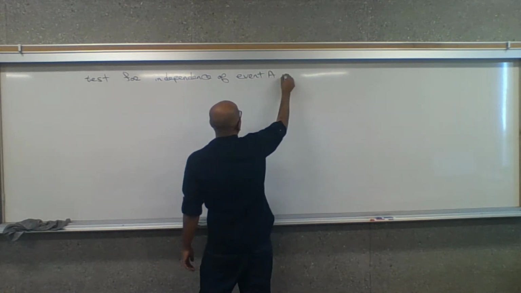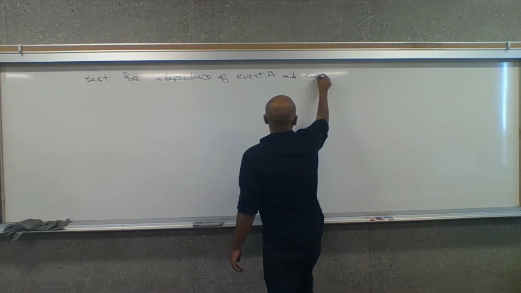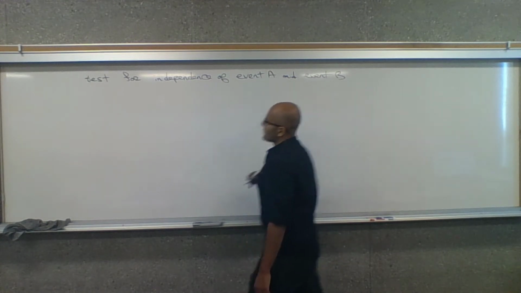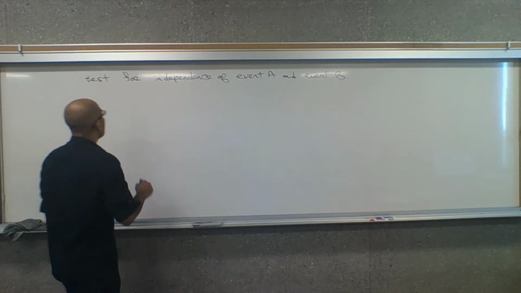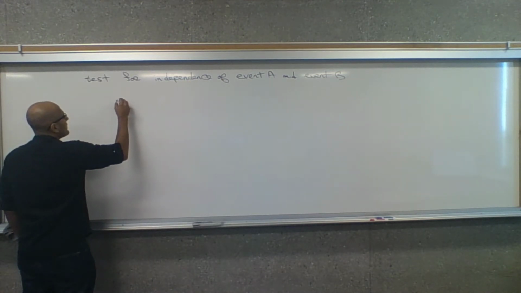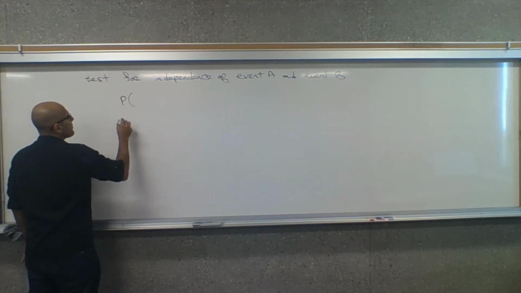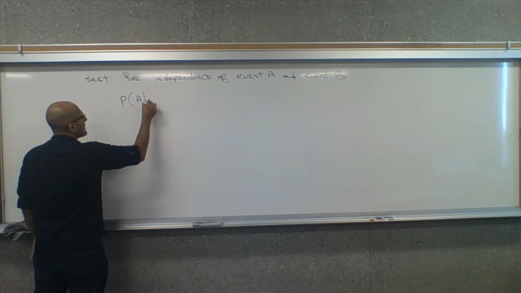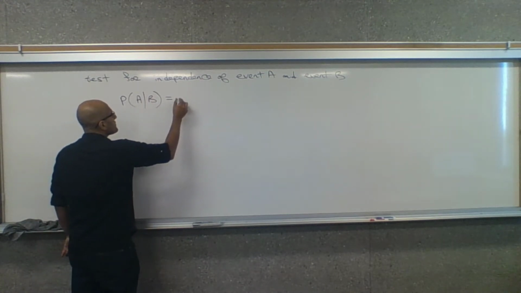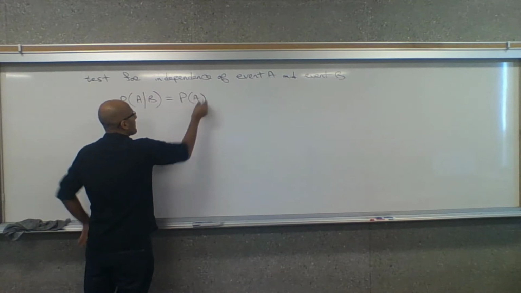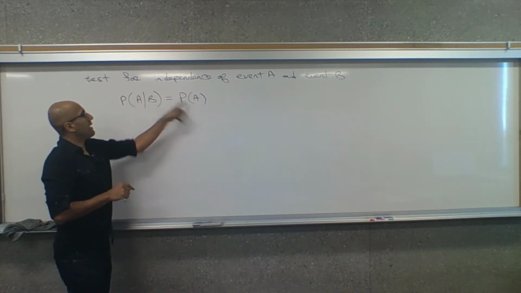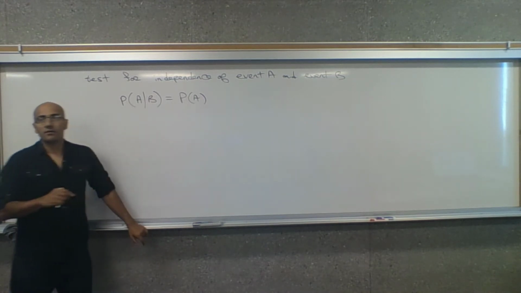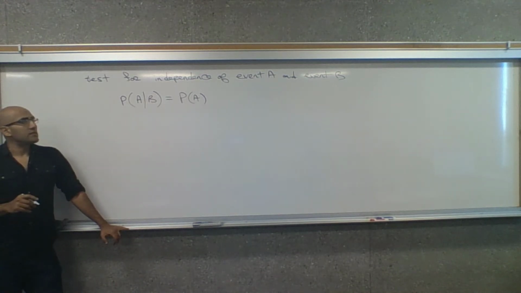Event A and event B. So if you have two events, A and B, you're like, is this independent, is this dependent? Then what you have to do is the following. You have to find the probability of A given B, and if it turns out that this is equal to that, if that's true, then that means that A and B are, is that independent or dependent?